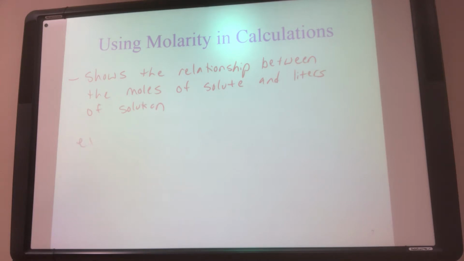So for example, if I had a 2 molar sugar solution, I could actually kind of rewrite that. If you remember how we rewrote our percentages, we can rewrite our molarity. So we can break this down into saying this is 2 moles of sugar in 1 liter of solution. So I can break it down into its parts.